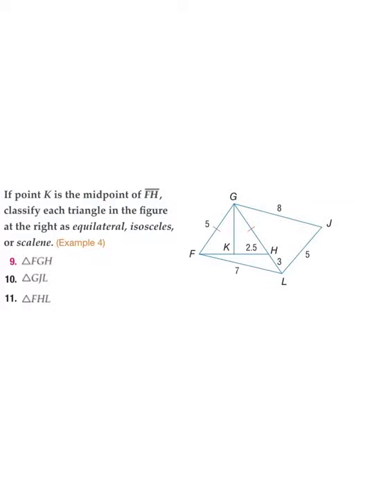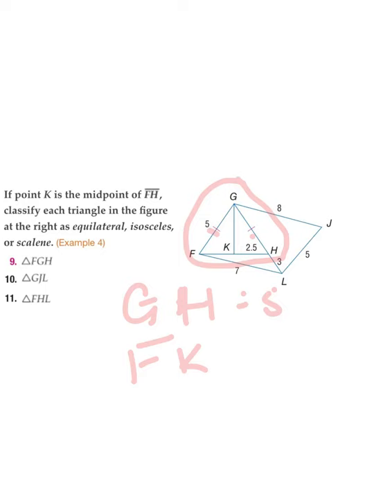Let's have a look at number 9, FGH. So we're looking at this triangle here. Look at what we know. For a start, we've got our little notation here and here, which means that GH must also equal 5. And FK must also equal 2.5 because it tells you that it's the midpoint. So we've got information like that.